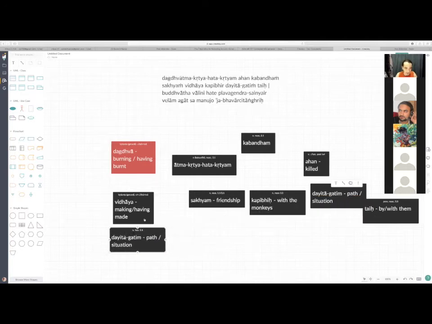Next, Buddha. Okay, we have another kriya here, secondary. Buddha, kridanta. Dayita gatim, you wrote path or situation of the beloved? Of the beloved, yeah. So next word is Buddha. The kridanta. And we had a very similar one in the same verse. It's again a gerund. You can see the similarity even. Buddha and Dagdha. One second, my cursor is not moving down.